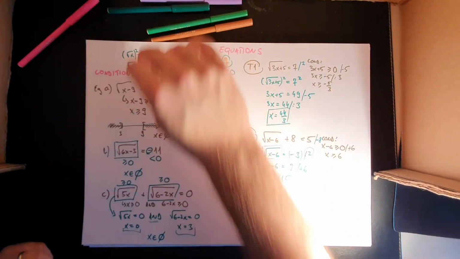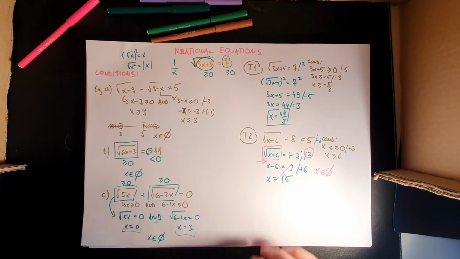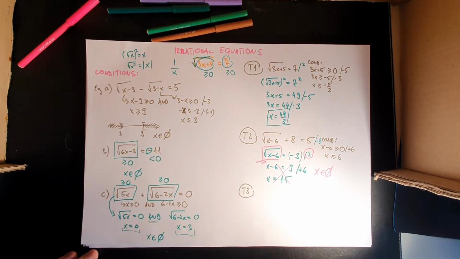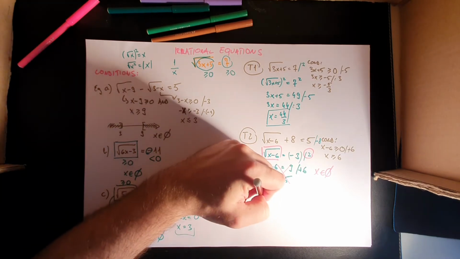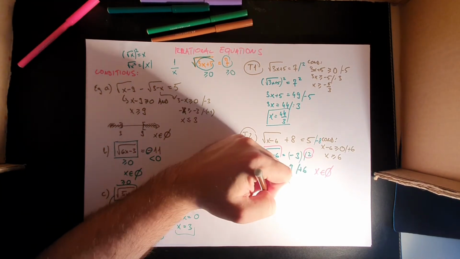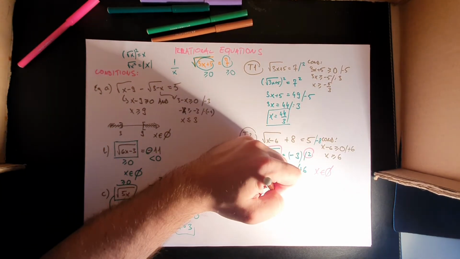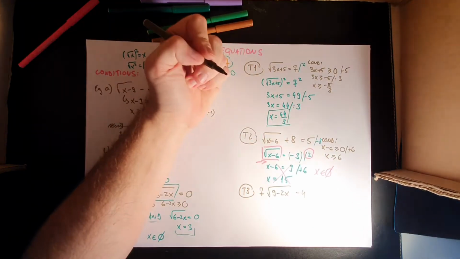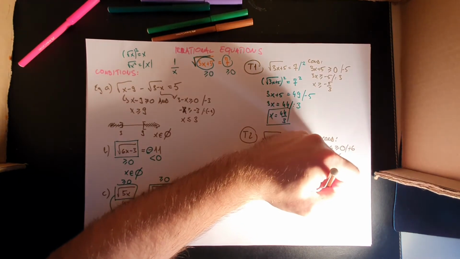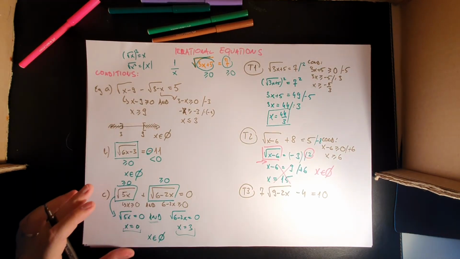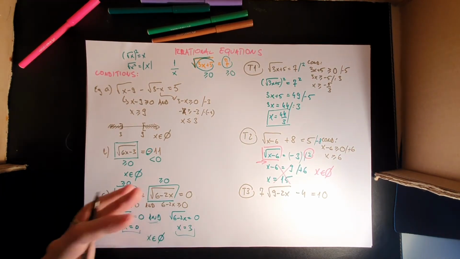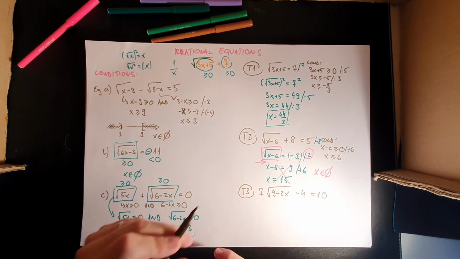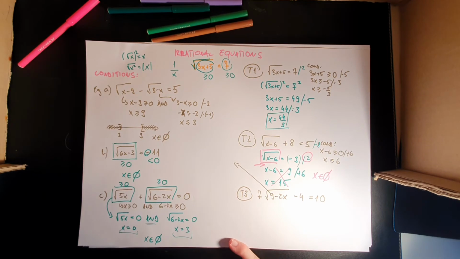Let's continue on with task 3. Task 3 is going to be 7 times square root of 9 minus 2x, minus 4, and then equals 10. This is now the equation. Okay, this is now the main thing. Let's start with the condition.